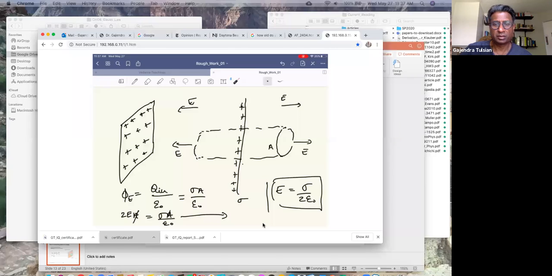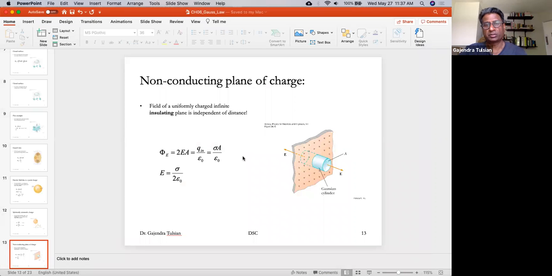All right, so that's what you saw Gauss's law does for you. It allows you to calculate the electric field for symmetric charge distributions. Now let me do one more derivation, because this is sometimes confusing to people.